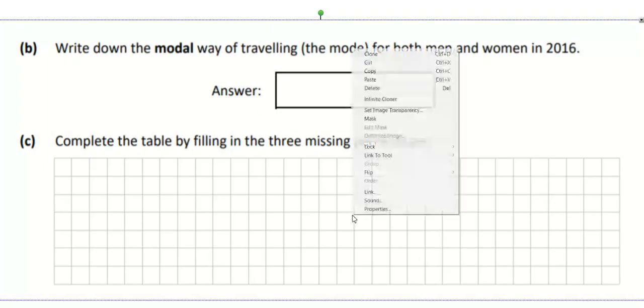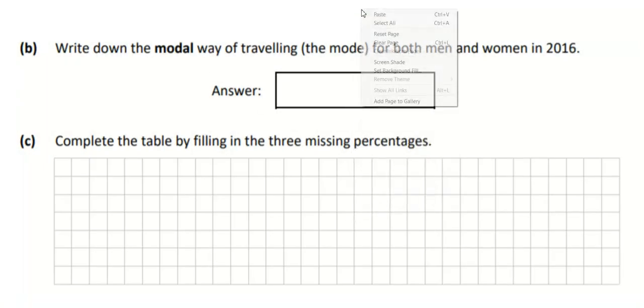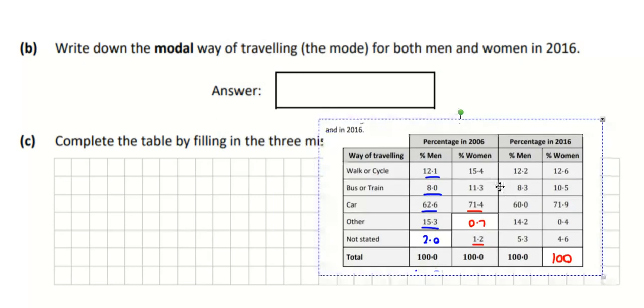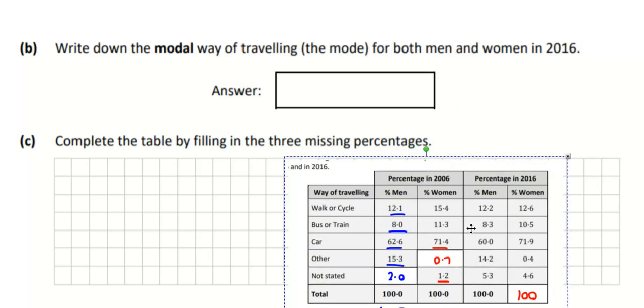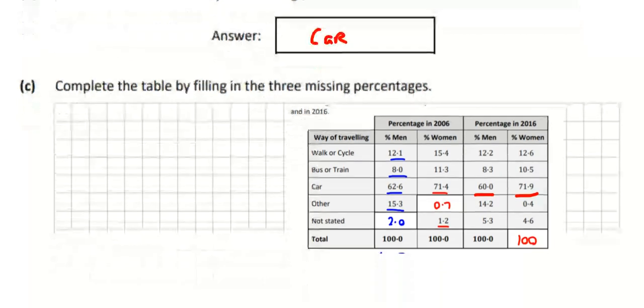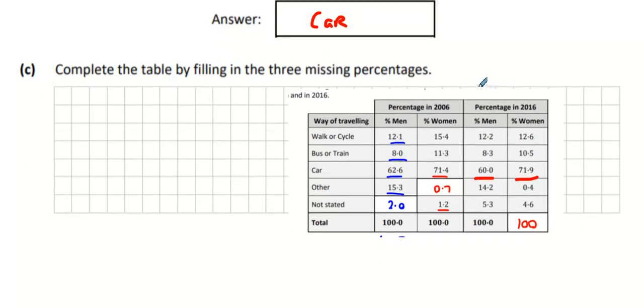Look at the next one. Write down the modal way of traveling, what is the most common way of traveling for both men and women in 2016. Well, the most common way of traveling in 2016 is more than likely by the car. Yeah, and we can see that there. 60% of men drive the car, 71.9% of women drive the car, so the answer there must be car. Complete the table by filling the 3 missing percentages. That's done already. That's what we did here with the filling in all the information.